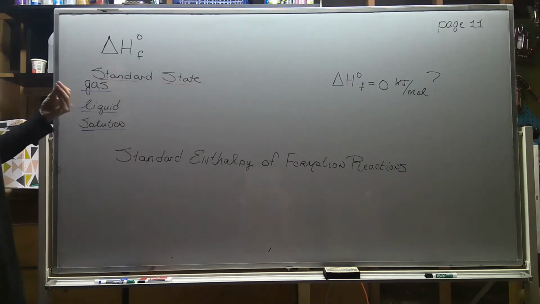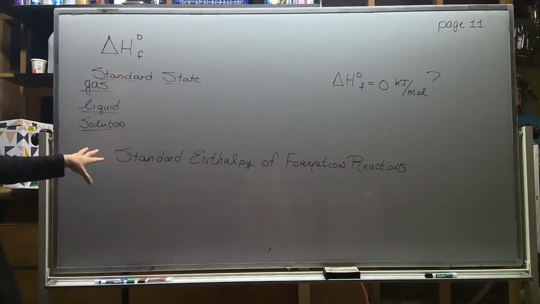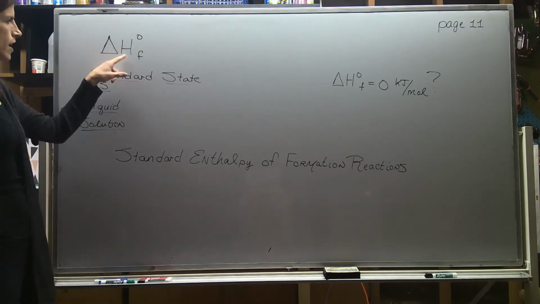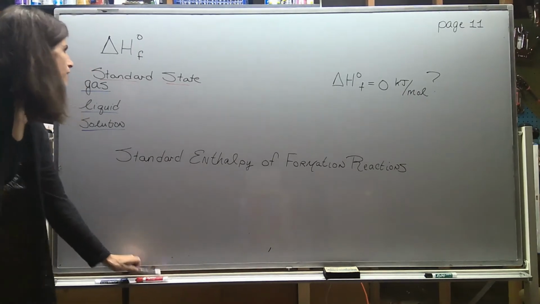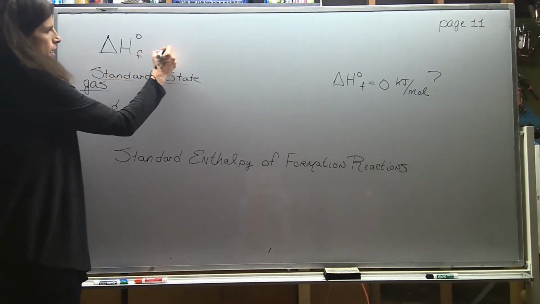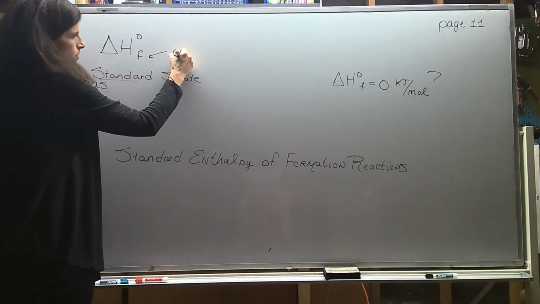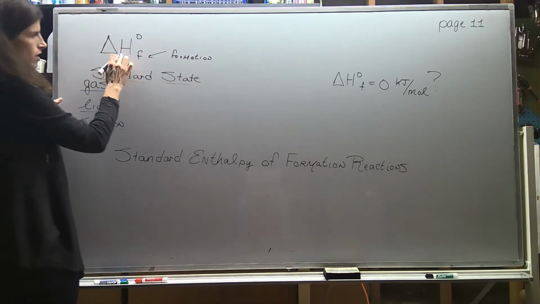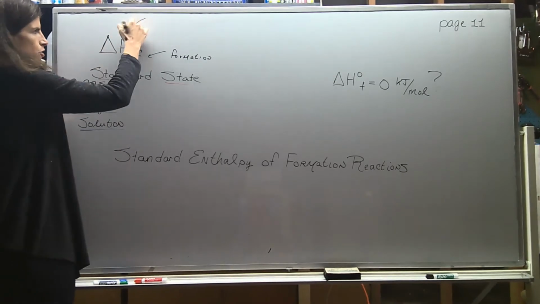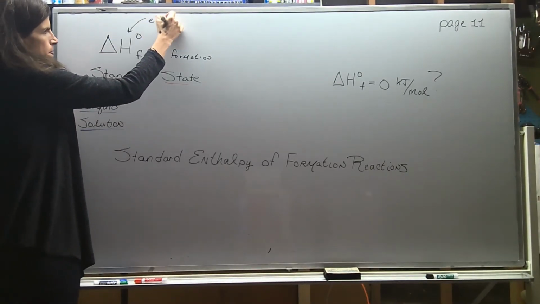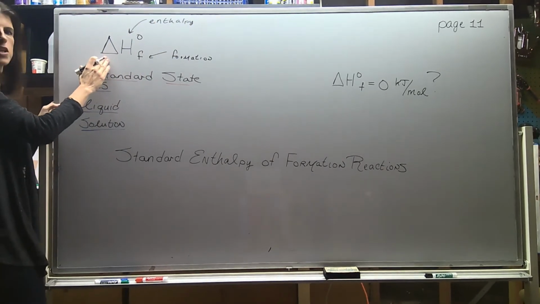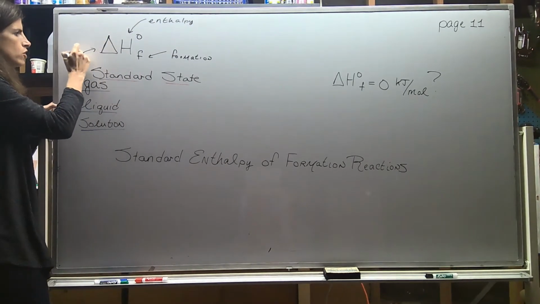Alrighty, so in this section, I want to talk a little bit about the standard enthalpy of formation. It looks like this. So you would write delta H, and there would be a little f there. And the f stands for formation. And as we discussed earlier, the H is enthalpy. So you could say delta, enthalpy of formation.